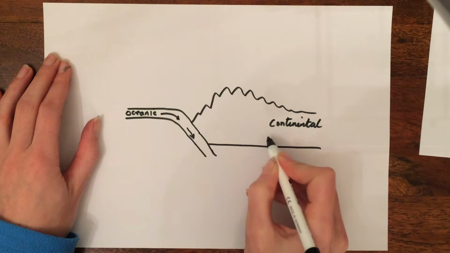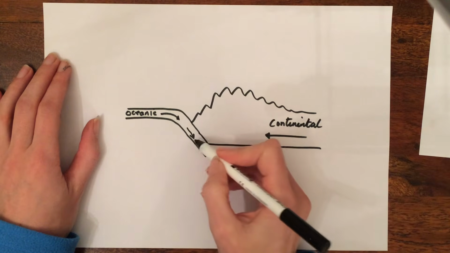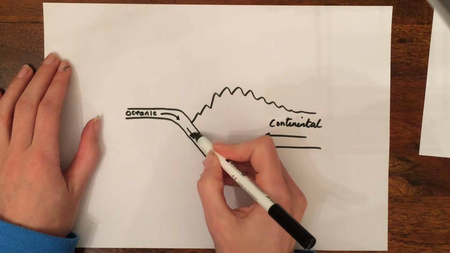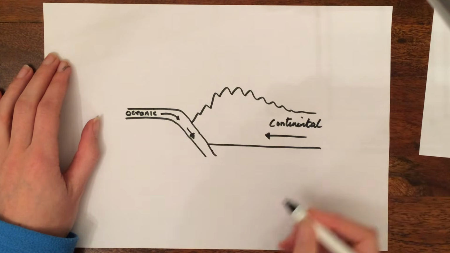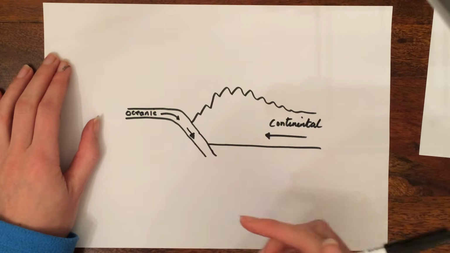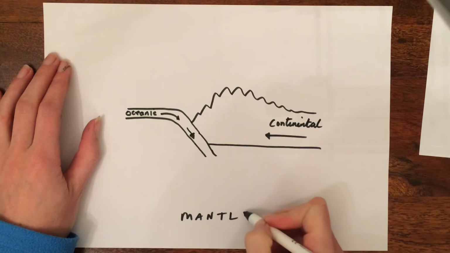And again, it needs arrows. It's very important that you put arrows on your diagram, otherwise it's static and it's not moving and you'll lose marks. Okay, underneath the crust here we have the mantle, so I shall just label the mantle.